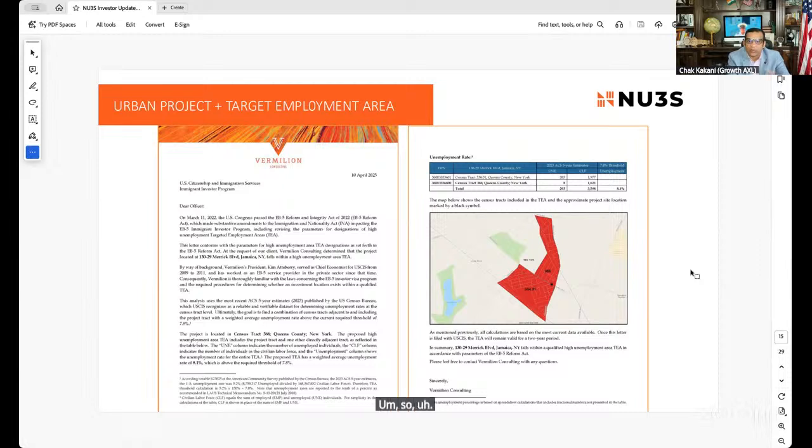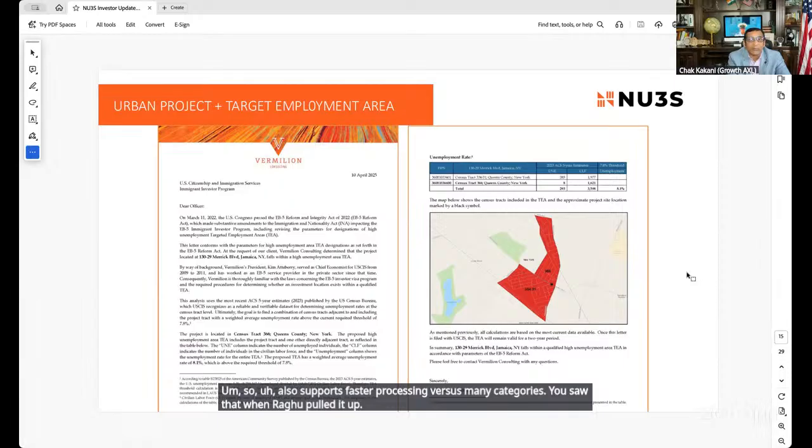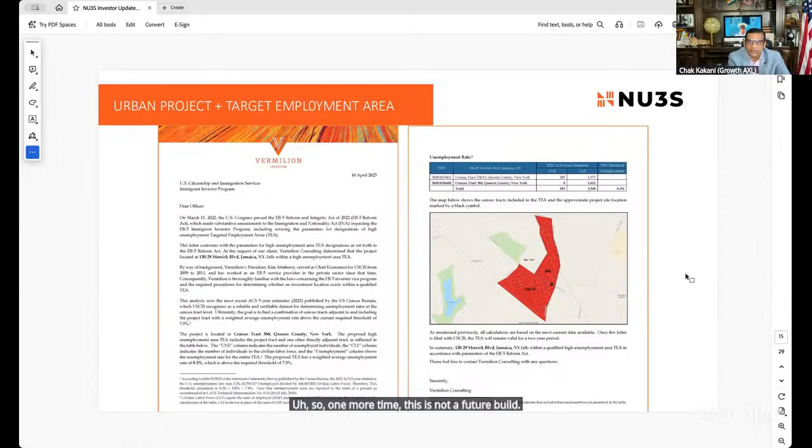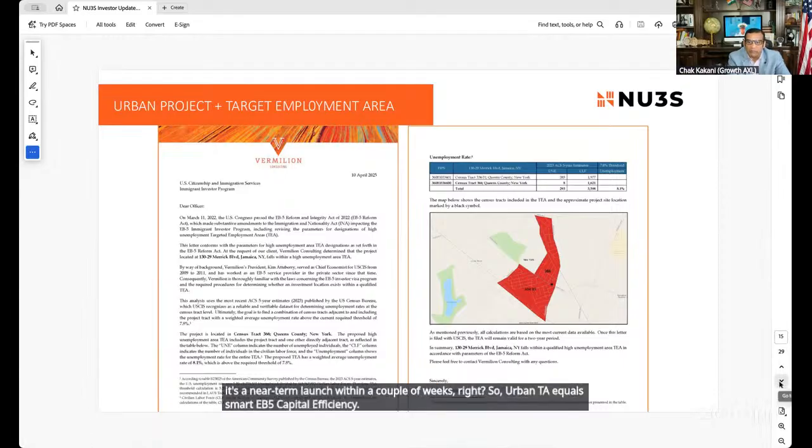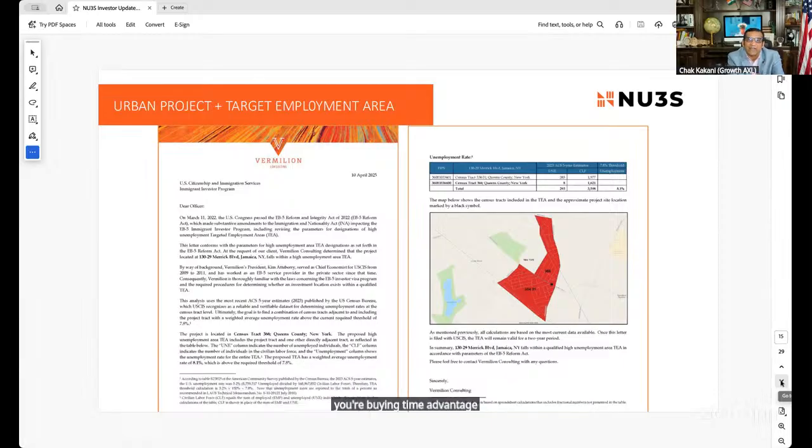It also supports faster processing versus many categories. You saw that when Raghu pulled it up. So one more time, this is not a future build. It's a near-term launch within a couple of weeks, right? So urban TEA equals smart EB-5 capital efficiency. You're buying time advantage plus execution advantage, the ability to get more revenue advantage in a project. That's what you're investing in. Next one, please.